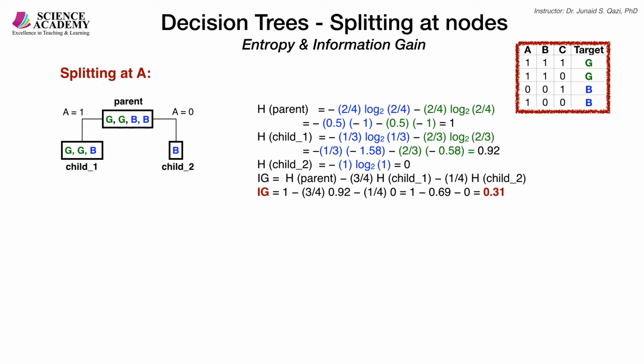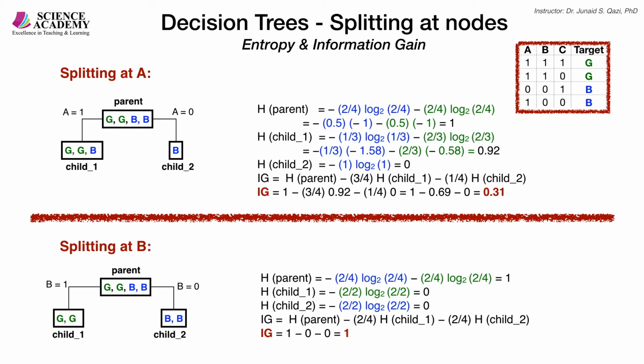Let's consider the same example where we have three features A, B, and C and two target classes, green and blue. While splitting at A, if we calculate the entropy using the formula from the previous slides, the entropy for the parent is 1. Splitting results in two children, green, green, blue, and blue. For child 1, we calculate the entropy equals 0.92, whereas the entropy is 0 for child 2. Using these values of entropy, we get the information gain equals 0.31 for splitting at A.